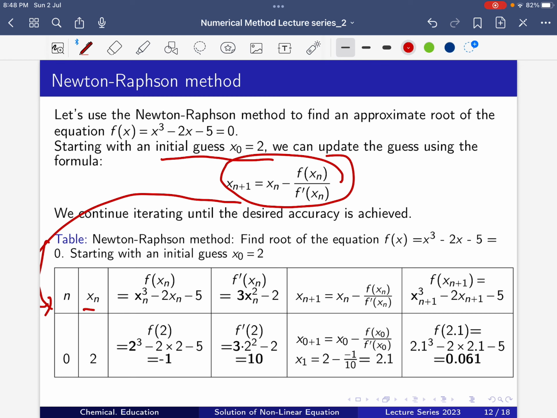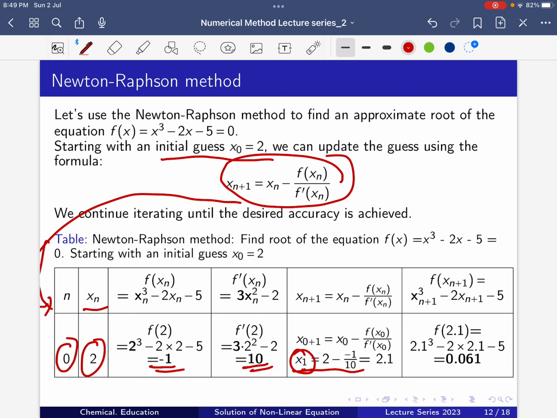Here n is 0, so x0 is 2, and f(x0), the f at point 2, is -1. For f'(x_n), we have to take the derivative of the function, which is 3x^2 - 2. If we plug in the x0 value, 2, we get f'(x0) = 10. Now we can calculate x_{n+1}, so with n = 0, x1 can be calculated by plugging in x0, f(x0) and f'(x0). If I plug in these values, x1 will be 2.1.